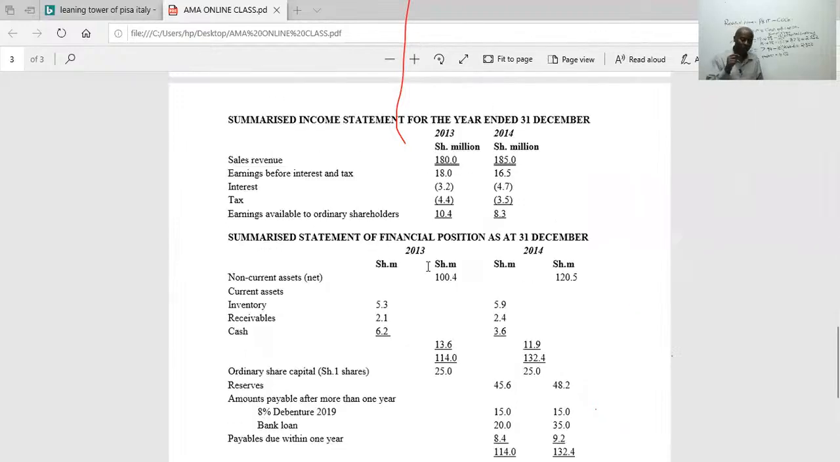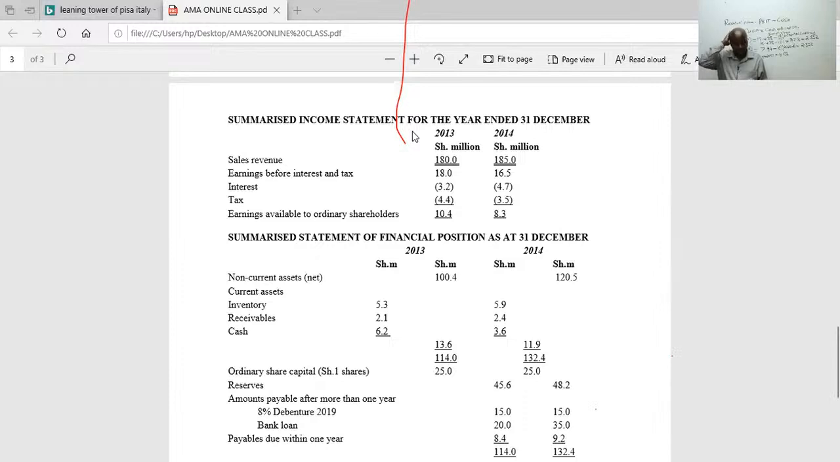I can see a very important statistic in performance management and measurement, what we are calling the earnings before interest and tax, EBIT. Those figures are quite important to me. Then we have interest, we have taxation, and then lastly, we have earnings available to ordinary shareholders. So they have given us a summarized statement of financial position as at 31st December 2013 and then 2014. So we have the non-current assets, net. We have current assets, inventories, receivables, cash.